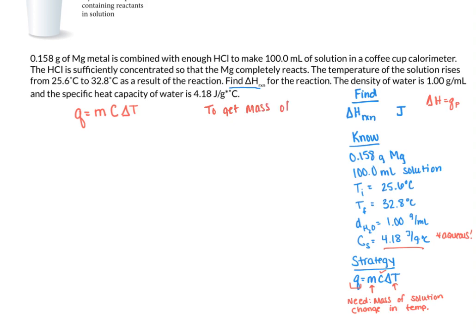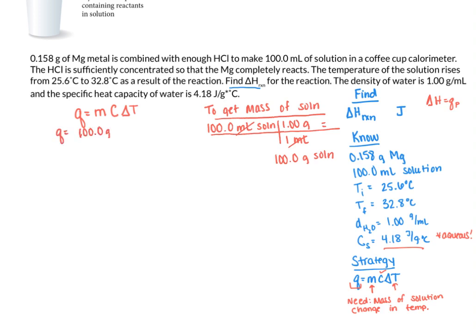To get mass of solution, we know that we have 100.0 milliliters of solution. And we know that we have 1.00 gram per 1 milliliter. Milliliters will cancel with milliliters. So that is going to give us 100.0 grams of solution. So there we go, we found our M. C we already have.